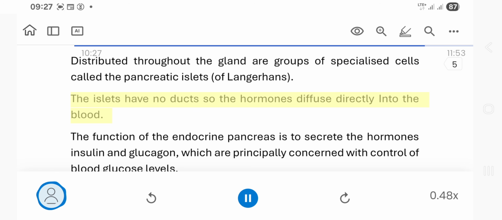The islets have no ducts, so the hormones diffuse directly into the blood.